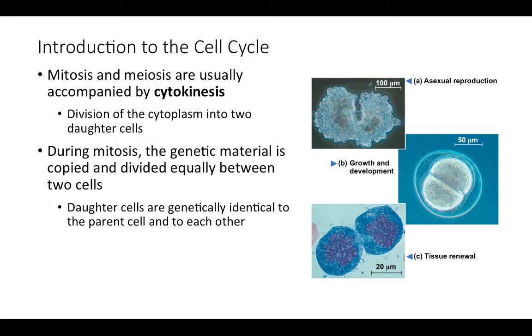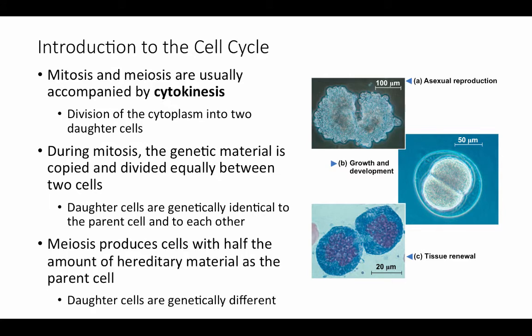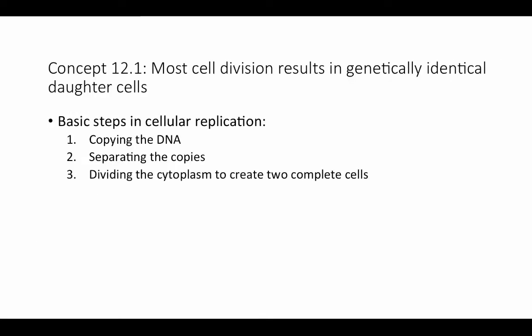Each daughter cell gets identical copies of the original DNA. Meiosis, on the other hand, produces cells with half the amount of hereditary material as the parent cell. They're going to divide without duplicating, and the daughter cells are going to be genetically different from each other and genetically different from the parent cell. So how does this creation of genetically identical daughter cells come about?